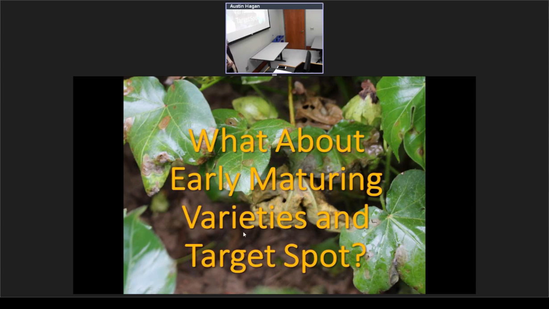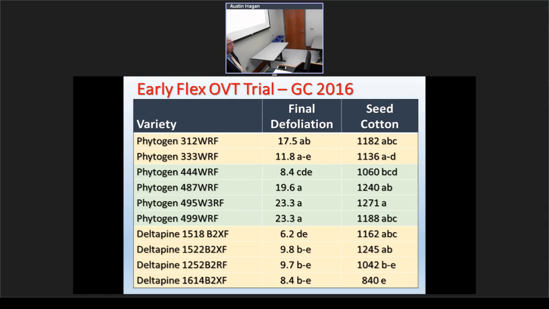The next question for varieties is, what about early maturing varieties? These are the varieties that had a lot of issues in the Mid-South, and they're not varieties that are typically grown over a large portion of Alabama. We tend to go to the late maturing and full season varieties, or mid-season and then full season varieties, rather than earlies. And some of these Delta Pines at the bottom, 1518 and 1522, and then a couple of Phytogen lines, have similar or less defoliation than some of these mid and full season varieties in the center of the slides from Phytogen.